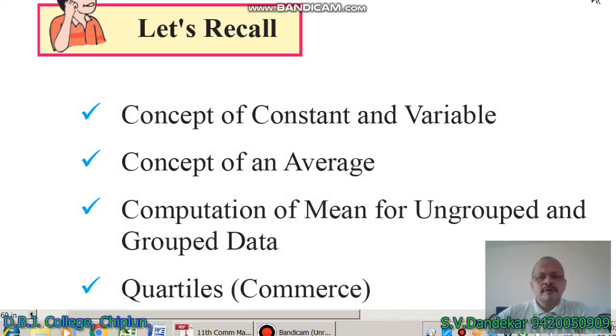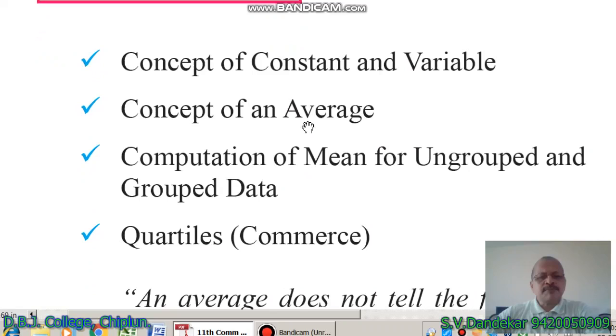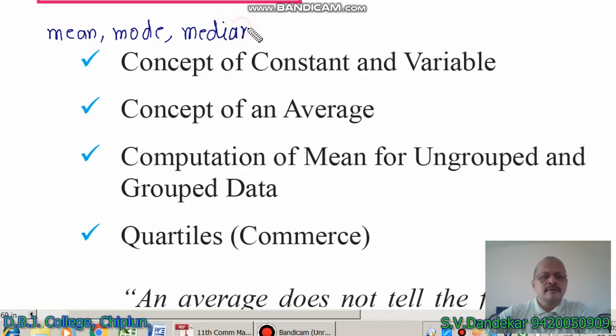Second concept, the concept of an average. In schooling days you have studied averages. You have studied mean, mode and median. In the first lesson we have studied median. It is also termed as second quartile. Mode is the observation which occurs maximum number of times, and mean means the average.